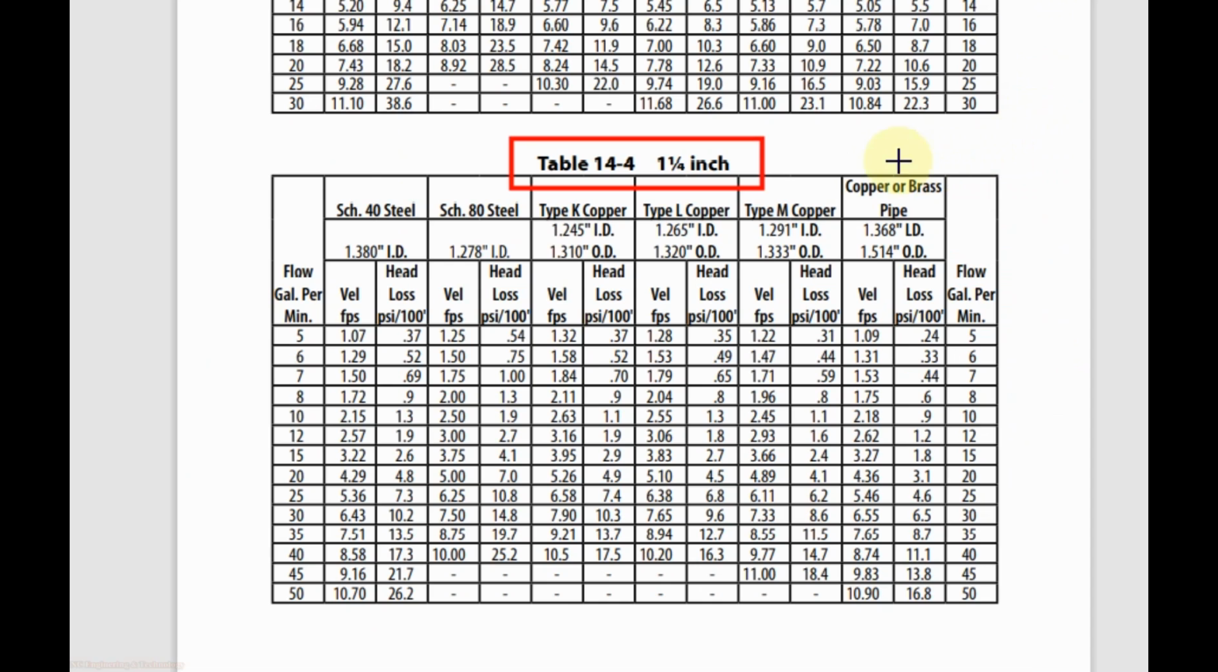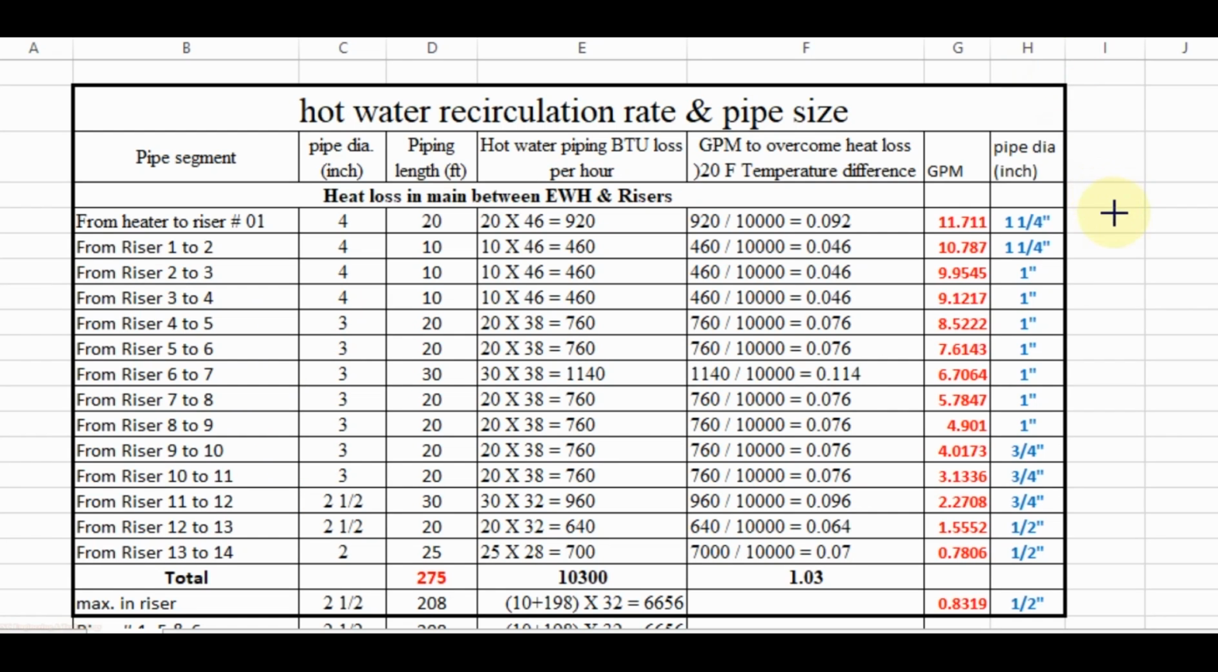Then the next pipe size is 1.25 inch. Let us select the copper pipe type K, and our maximum limit for head loss is 4 feet per 100 feet. So we can select from here up to 15 GPM. So up to 15 GPM we can use the pipe size 1.25 inch. So for pipe segment having GPM value 10 and above, we have selected pipe size 1.25 inch.